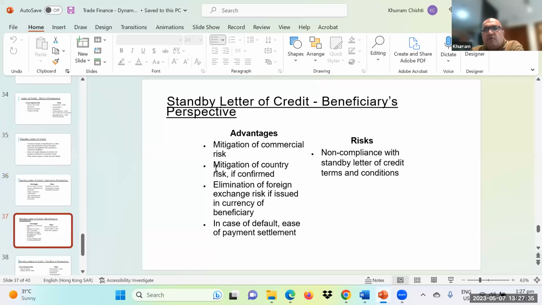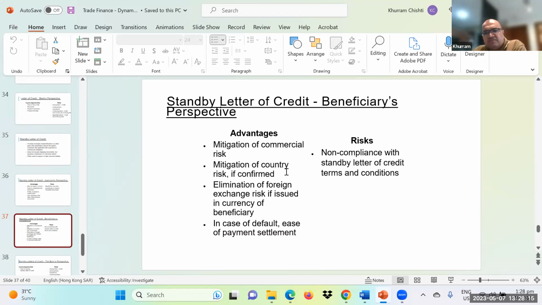Okay. Now the next. From the beneficiary's perspective, KC Limited, what's the advantage? Mitigation of commercial risk. I know eventually, if I don't get paid, I'll call on the guarantee. Mitigation of country risk if confirmed. Now, as I said, UAE again is a safe country, but whatever, say my customer is based in Sudan. If that SBLC has been confirmed, a certain bank in Sudan has issued the SBLC, one of the banks in India has confirmed it and then given it through State Bank of India to me. If it's confirmed, then I don't need to worry about what happened in Sudan. I will get paid, or I can call on the guarantee and I can get my money.